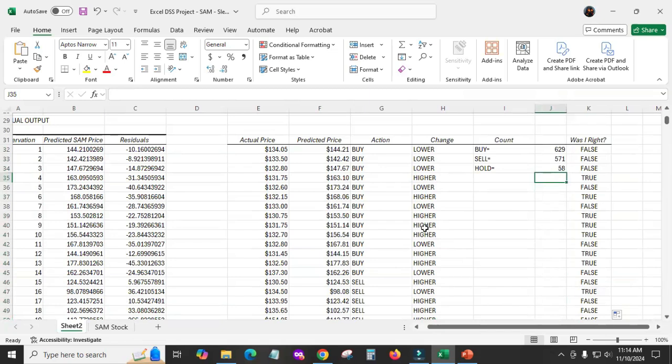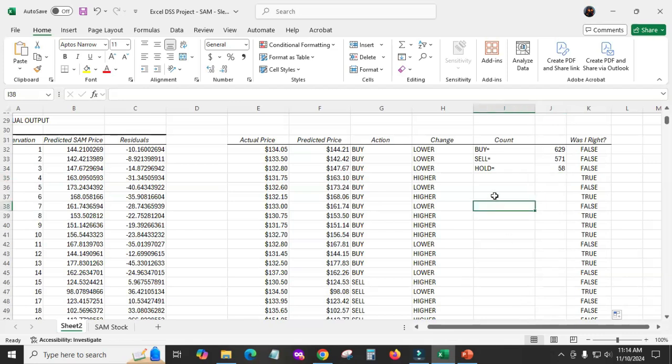Okay, so was I right? False, false, false, true, false, true, false. Okay, we have a whole list of those. Now what we need to do is count the number of trues over the number of trues plus falses, and we will get a percent correct.